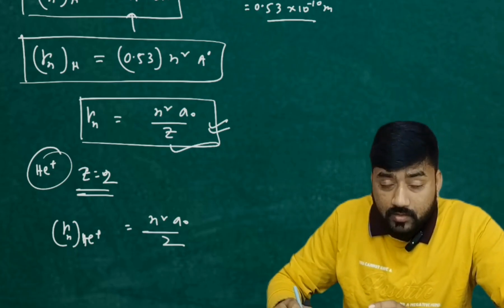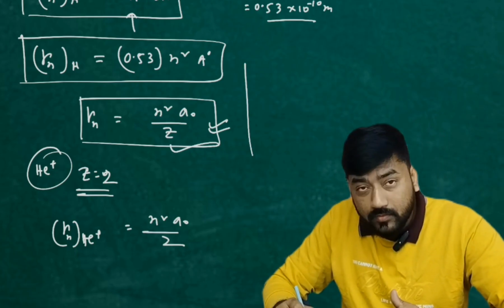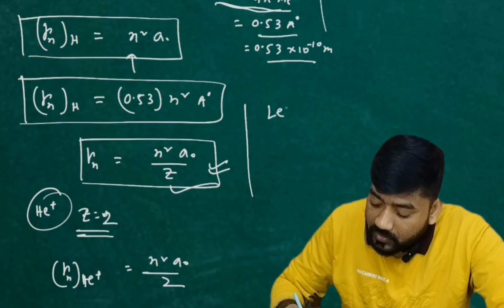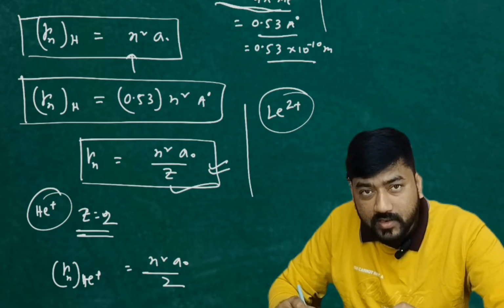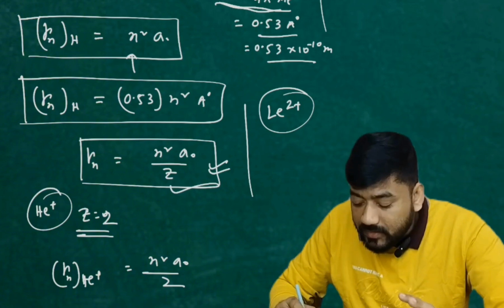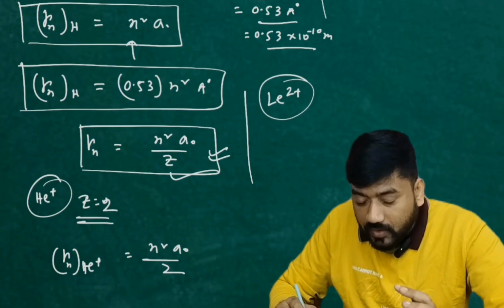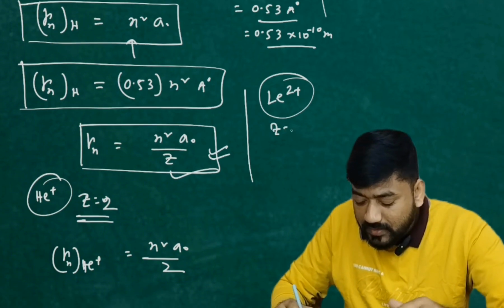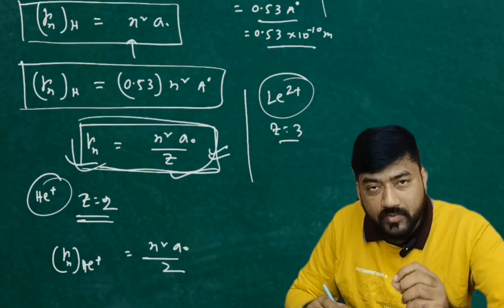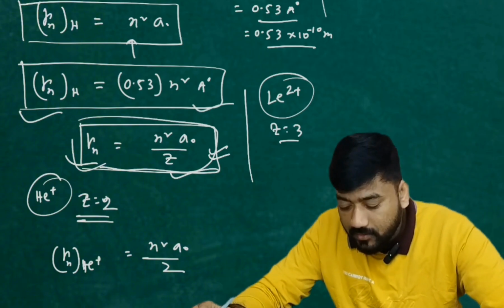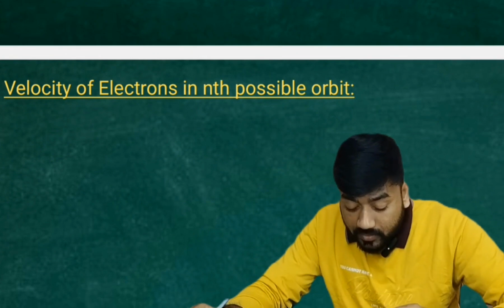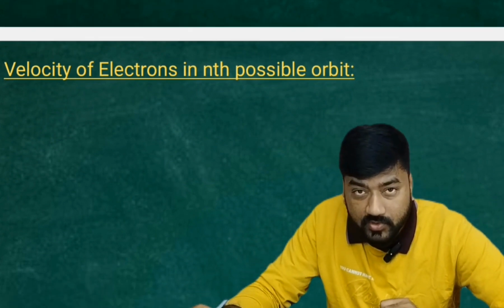Similarly you can get another one electron system, that is lithium 2 plus. Lithium 2 plus is also a one electron system, meaning there will be only one electron in the outer orbit, but Z is 3 here. So in this way in general we can write in terms of Z, but for hydrogen atom obviously Z is equal to 1, so we can write this formula. This is how we can find out the radius of the nth orbit. Similarly we can find out the expression of velocity of electrons in the nth possible orbit.